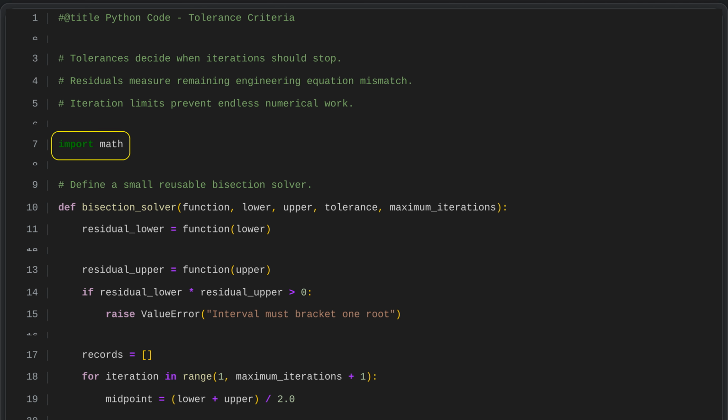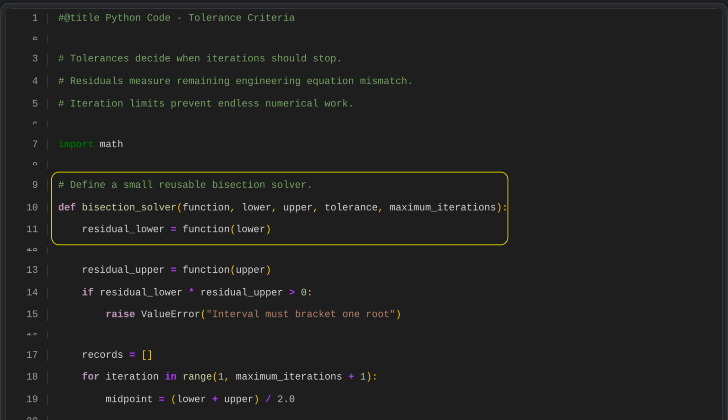The script imports the math library so it can use built-in mathematical functions and constants. This supports calculations such as logarithms and square roots, which are needed for accurate engineering equations and physical modeling. The function defines a bisection solver for finding a root within a given interval. It uses the target function, the interval bounds, a stopping tolerance, and a maximum iteration limit.